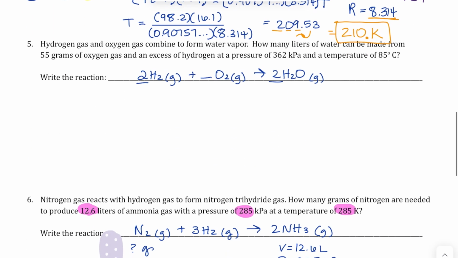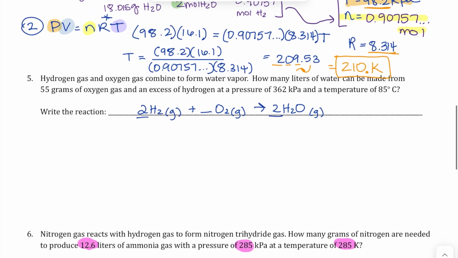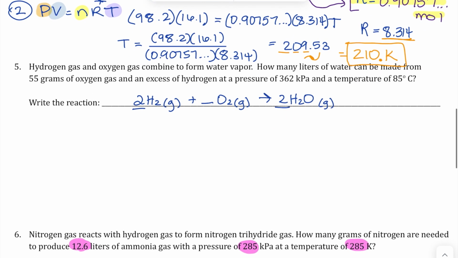So let's look at number 5. Hydrogen gas and oxygen gas combine to form water vapor. How many liters of water can be made from 55 grams of oxygen gas and an excess of hydrogen at a pressure of 362 kPa and a temperature of 85 degrees Celsius? So an excess of hydrogen just means we don't have to worry about hydrogen in our problem. We have enough.